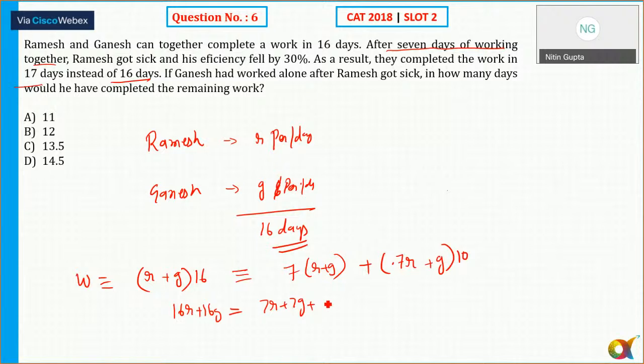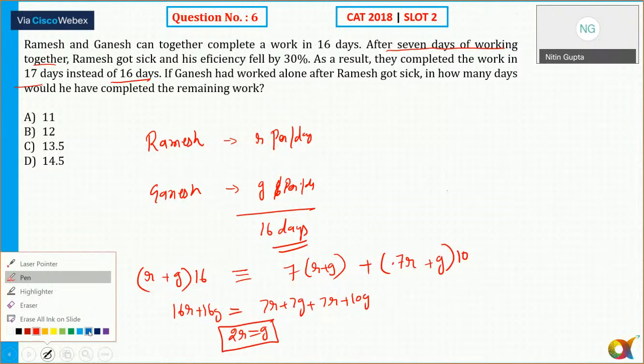0.7 into 10, that is again equal to 7R plus 10Z. So from here, I'll get 7 plus 7 is 14, that is 2R is equal to G. This is the relationship between R and G: twice of R is equal to G. Now, what is the next point here?